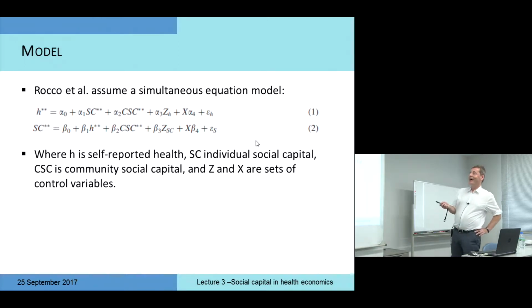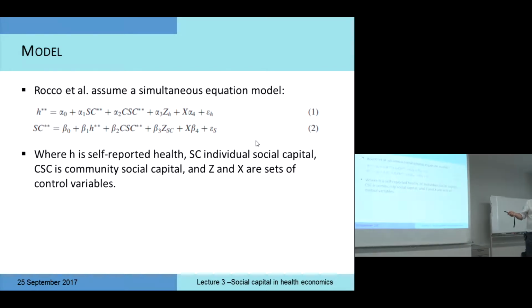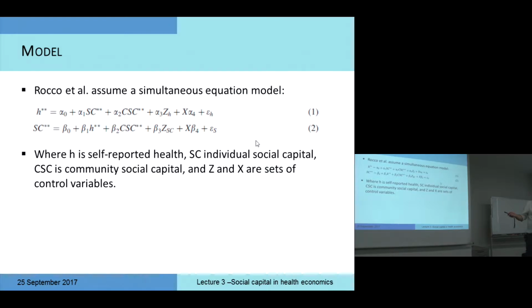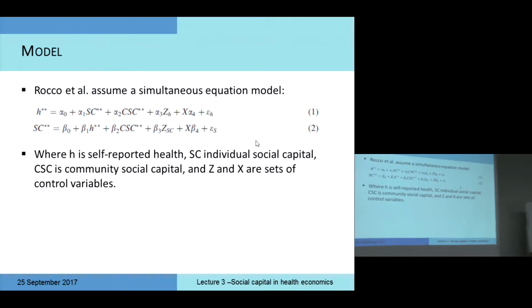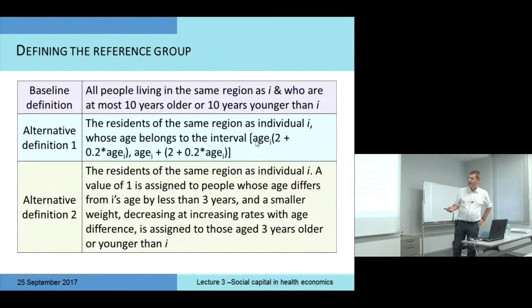And so in the first equation, the health measure is self-reported health, and it's being regressed on a measure of individual social capital and a measure of community social capital. Recalling, if we go back, yes, it's this one here.